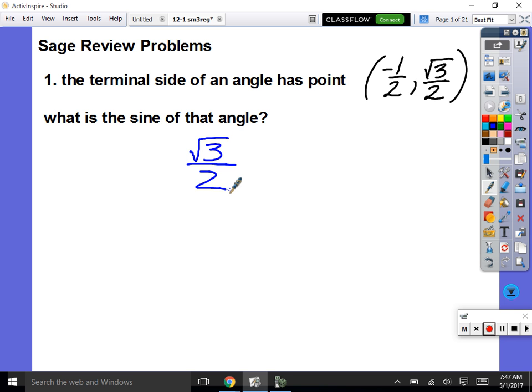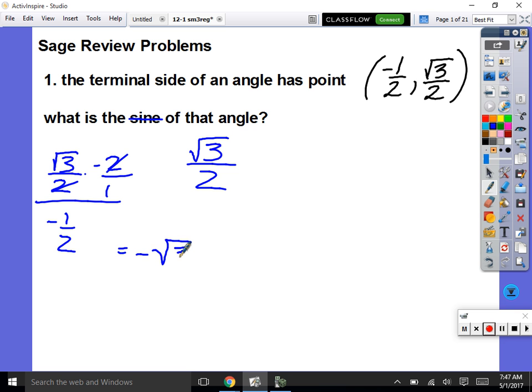Now let's say I asked you, what's the tangent? Does anyone remember? Yes, opposite over adjacent, which would be y over x. Good. So remember that tangent is your y value divided by your x value. So let's pretend I said tangent. Then we would take √3/2, y, divided by x, -1/2. Dividing fractions is easy: keep, change, flip, and multiply. So the 2's would divide out. So my answer, if I asked you for the tangent, would be -√3. Does everybody see? Cool.